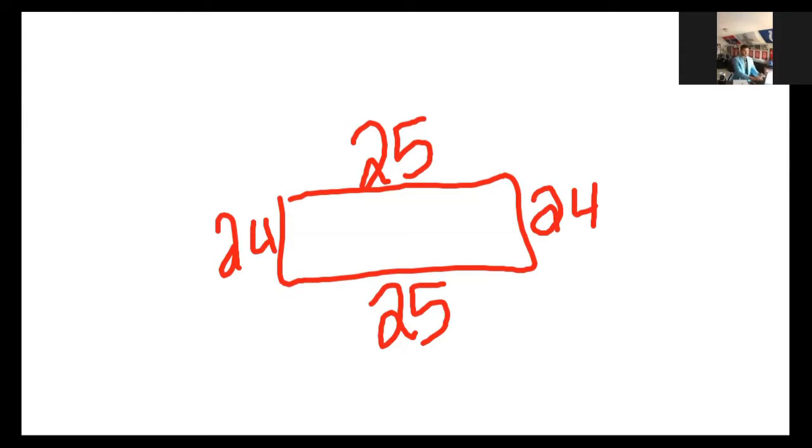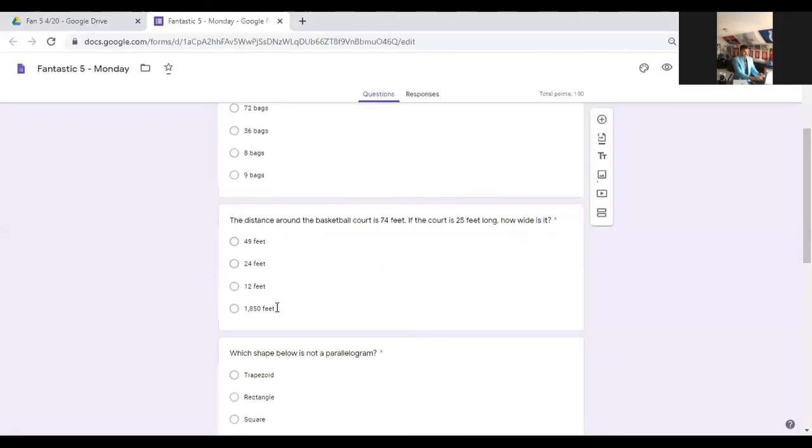But guys, really, and this way takes a little bit longer, you can just take your answer choices, 25, 25, and then plug them in. Take 49 and put it on the sides. You're going to find out that's way too big. Plug in 24 on the sides, too big. 12 would work, but then if you put 1,850, logically, you know that would not make sense.